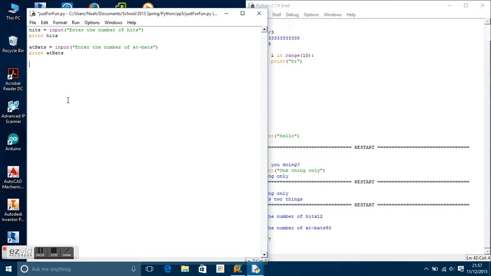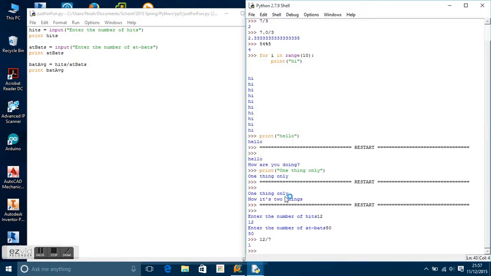So let's say the batting average is going to be the variable, and I'm again using an assignment operator, equal to hits divided by at bats. And then let's print bat average. So let's run this. It's got to be saved.